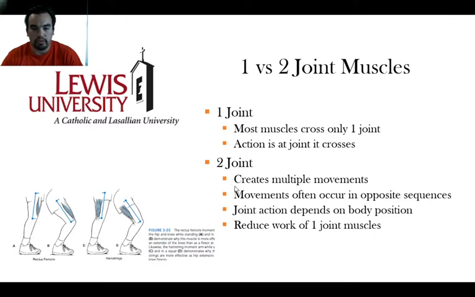In two joint muscles, they create multiple movements, and these movements often occur in opposite sequences. Okay, so you may have hip extension or hip flexion and knee extension at the same time, those types of things. The joint action depends on the body position, so depending on how my body is positioned, you can see that different things are going to happen. And the most important aspect of a two joint muscle is that they reduce the work of one joint muscles.